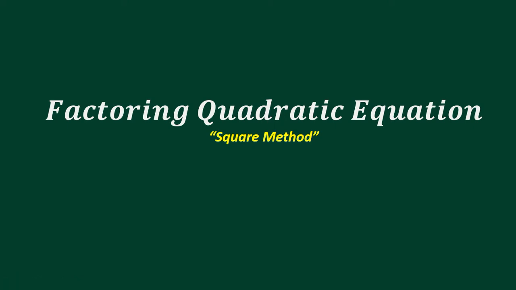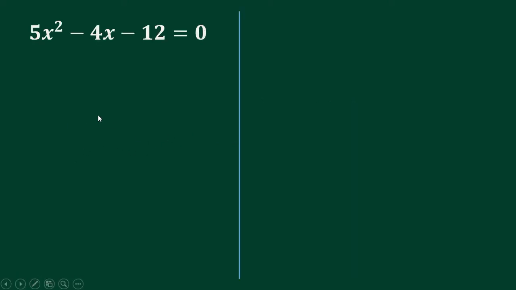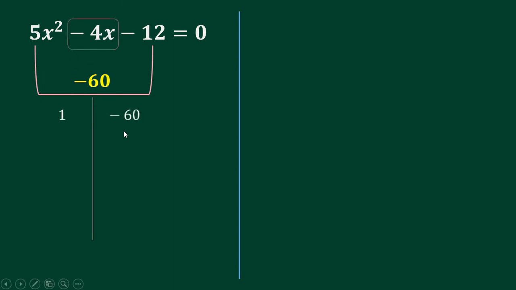Okay, so factoring a quadratic equation using the square method. Let's have this example, 5x squared minus 4x minus 12. First, you multiply 5 and negative 12, that's negative 60. Then you list all the factors of negative 60. But since the middle term is negative, the sign of the bigger number should be negative.